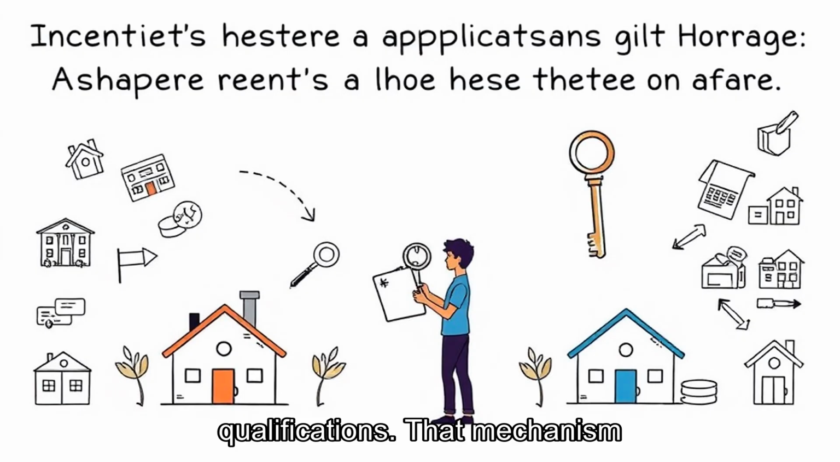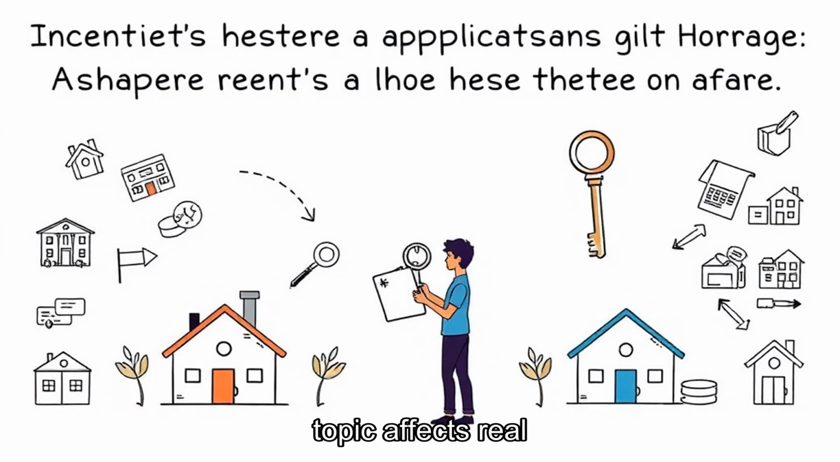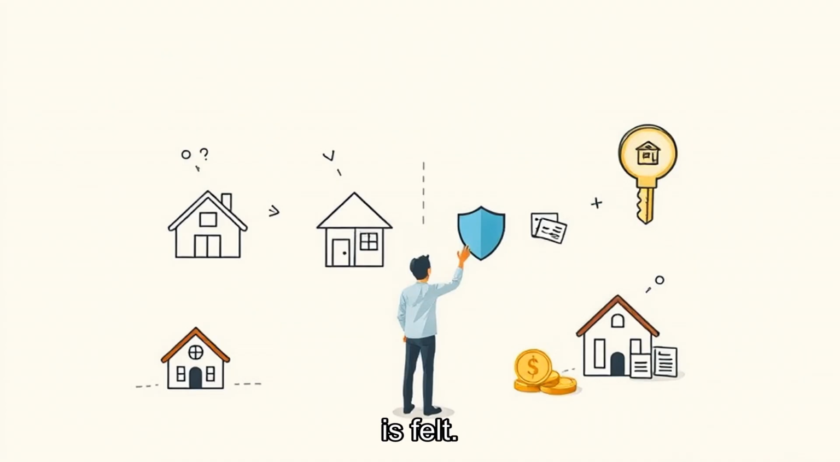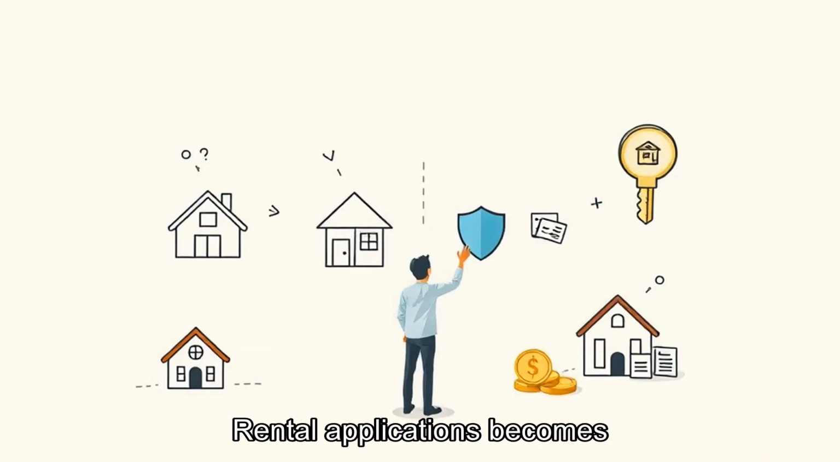That mechanism explains why the topic affects real choices in how rental applications work. That difference matters because "approval can depend on market pressure as well as qualifications" is often where the pain or cost is felt. Rental applications become risky when assumptions replace evidence.